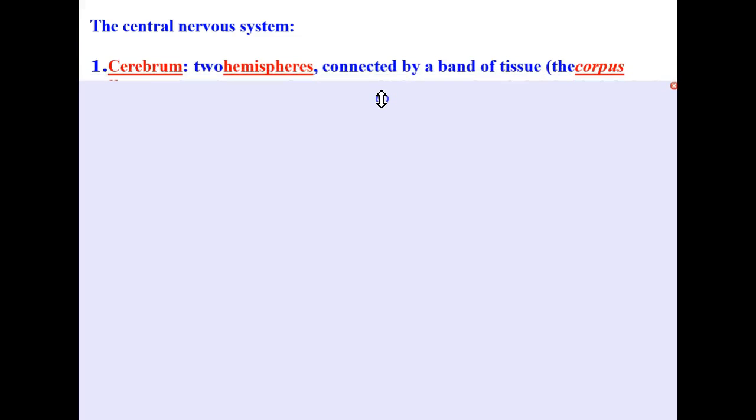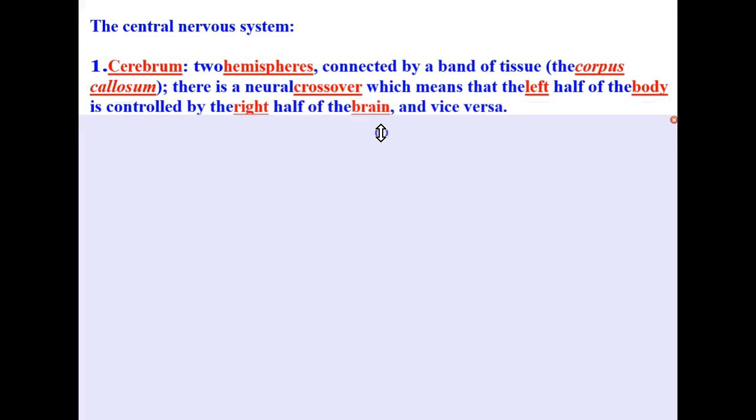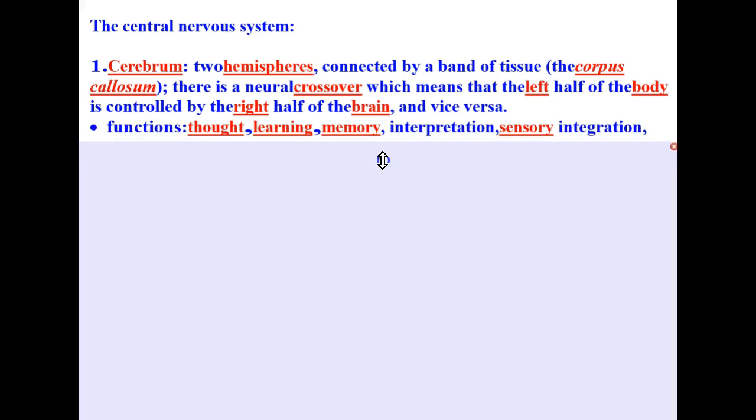Now let's take a look at the various parts of the central nervous system. We'll start with the cerebrum. The cerebrum has 2 hemispheres connected by a band of tissue, the corpus callosum. There is a neural crossover, which means the left half of the body is controlled by the right half of the brain and vice versa. The cerebrum controls thought, learning, memory, interpretation, sensory integration, and motor coordination.